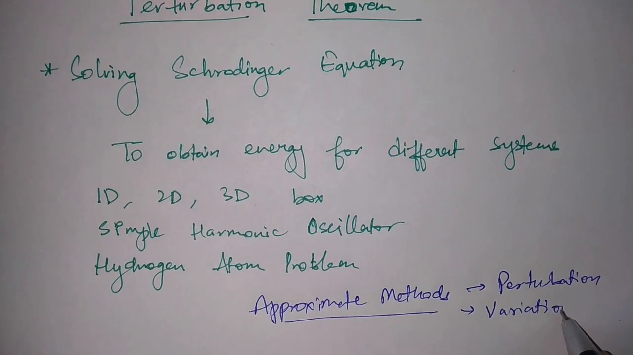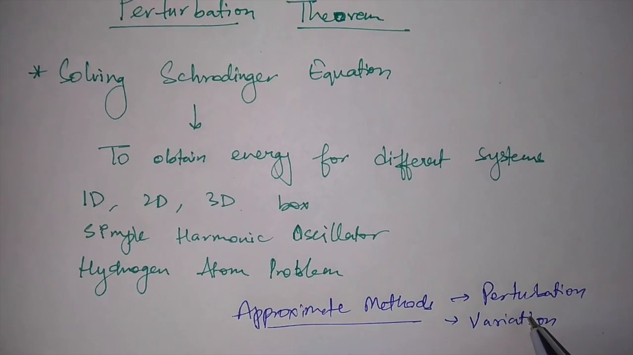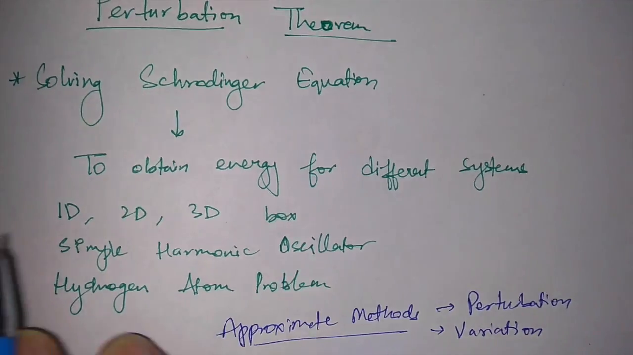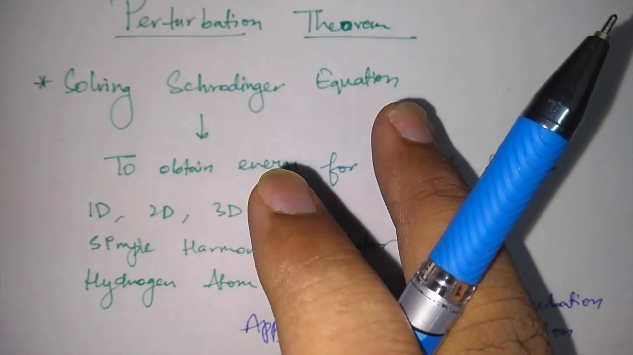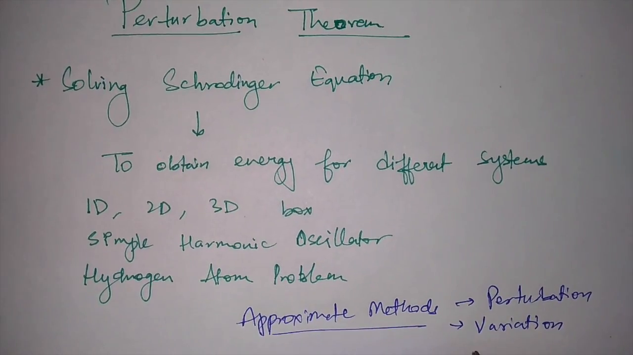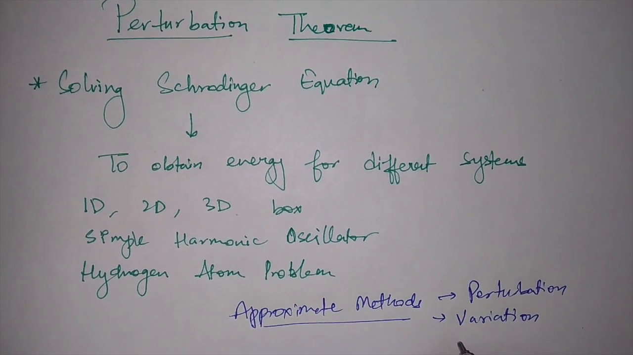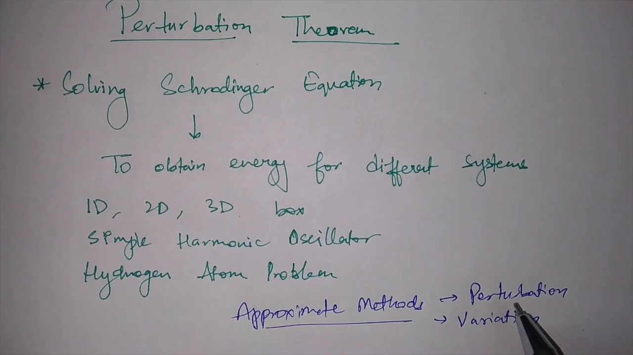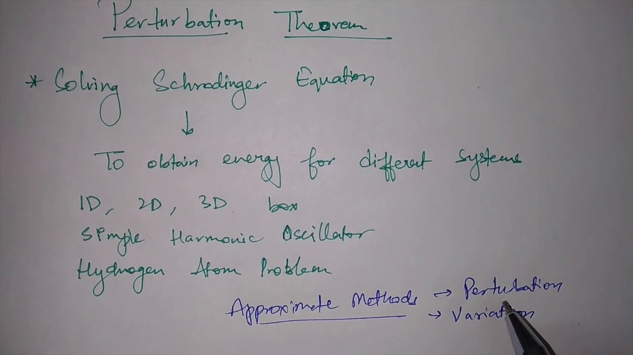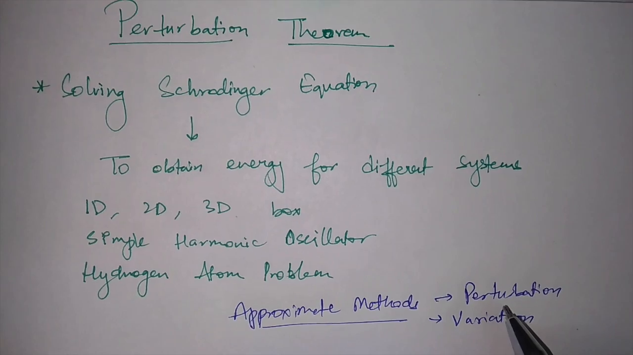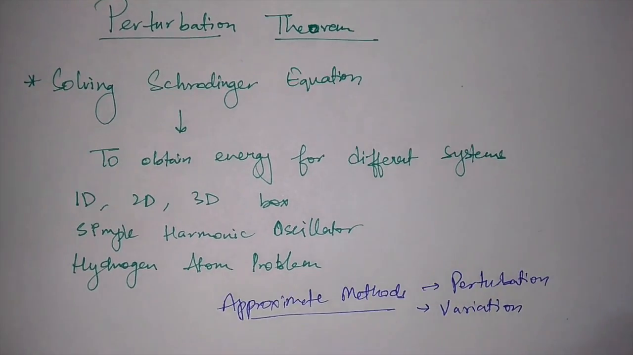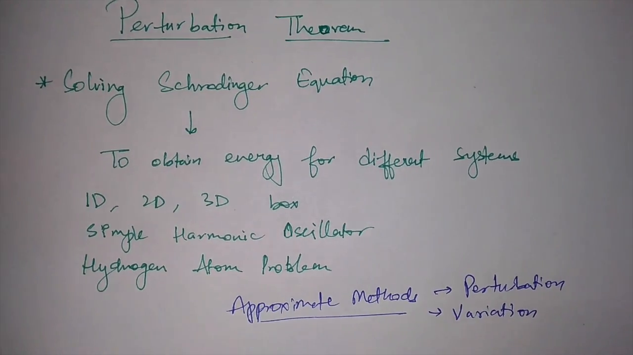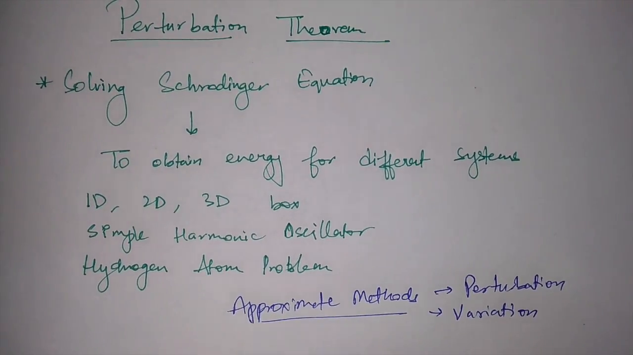Okay, so I have already explained variation theorem in one of my videos, which I uploaded a few days back. So here is the link for that. You can watch that video over here. In the variation theorem we have more than one particle, right? And for perturbation theorem we have a single particle system. So for that we generally use perturbation theorem to solve it. Now we'll talk about this perturbation theorem in more detail in this particular video. So let's start with that.